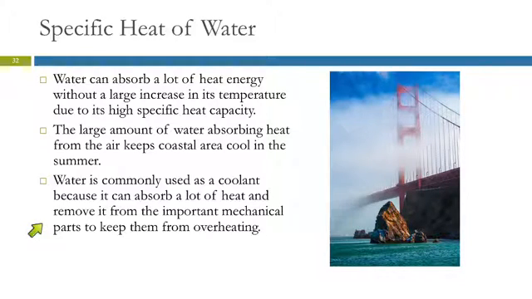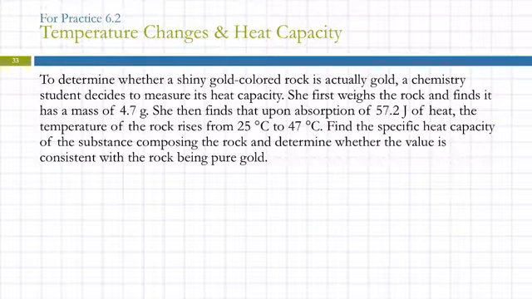We use water as a coolant because it can absorb a lot of heat without getting too hot. So that's why we use water in the radiator to pull heat away from important parts of your engine. Okay, so we're going to do a lot of calculations with that Q equals MC delta T.